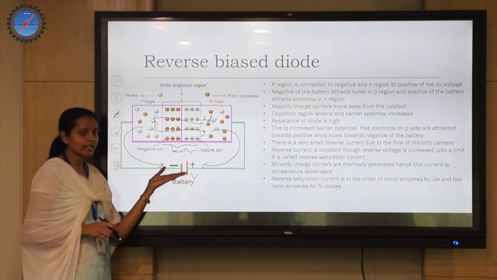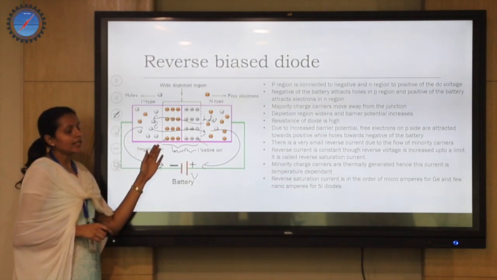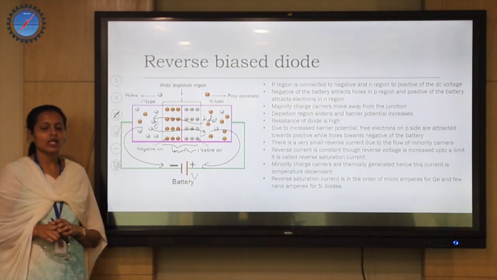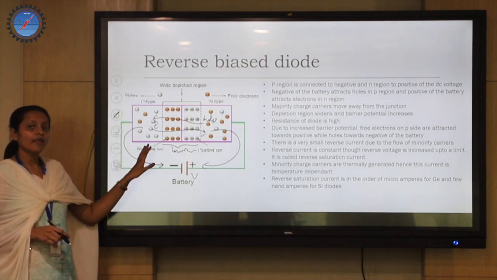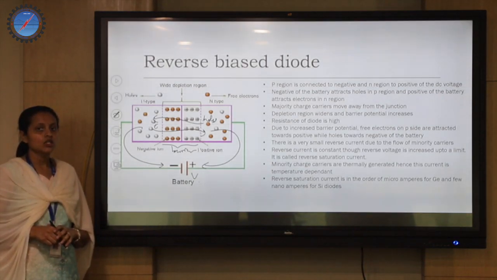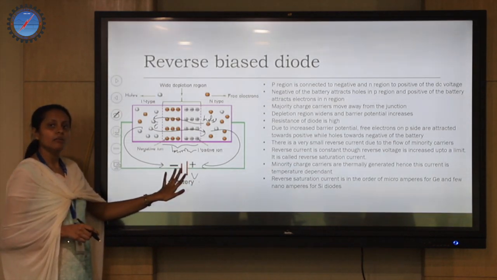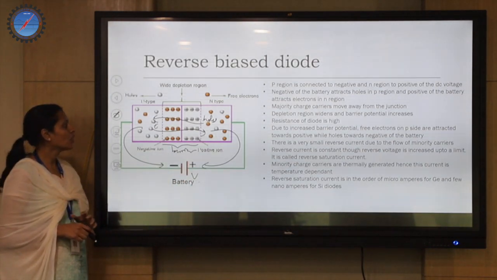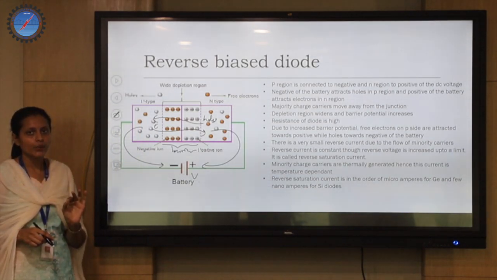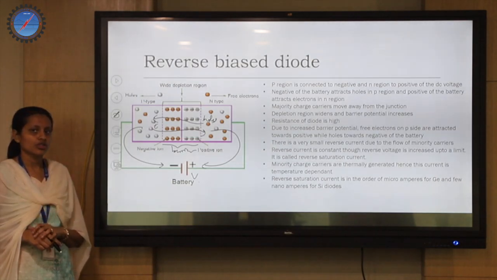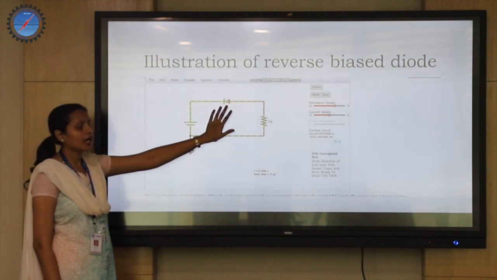If you keep on increasing this voltage, the reverse current won't change. The reverse current is dependent on temperature. If the temperature increases by 10 degrees centigrade, then the reverse current doubles. So this current is almost constant up to a certain limit of the reverse bias voltage. This very small constant current which is flowing in a reverse bias diode is called as a reverse saturation current.